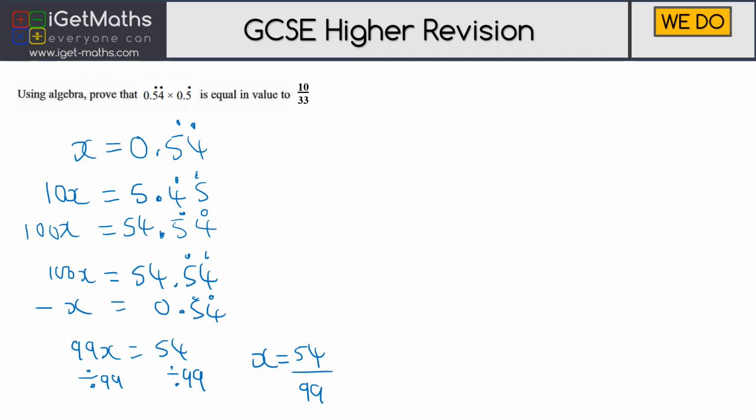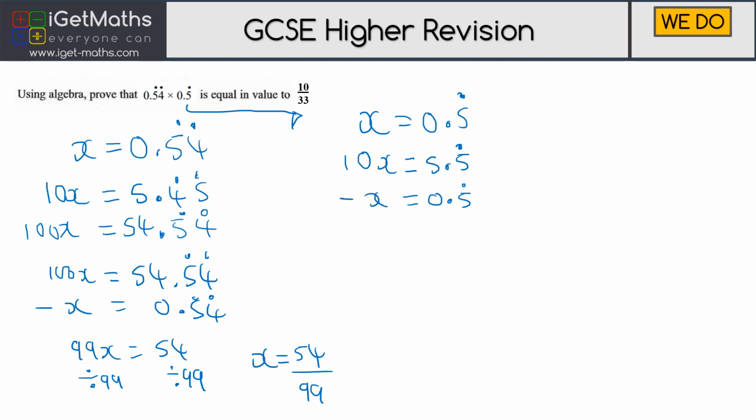Now we need to do the same thing for 0.5 recurring. So we've got an x value of 0.5 recurring, and then we'll have a 10x value, which is equal to 5.5 recurring, and we can subtract that to give us 10x minus x, which equals 0.5 recurring, which will give us 9x is equal to 5, and then divide by 9 on both sides. That will give you x is equal to 5 over 9.